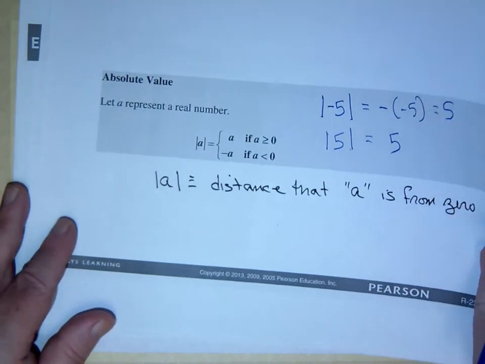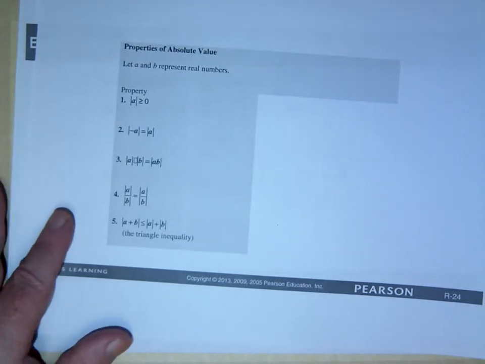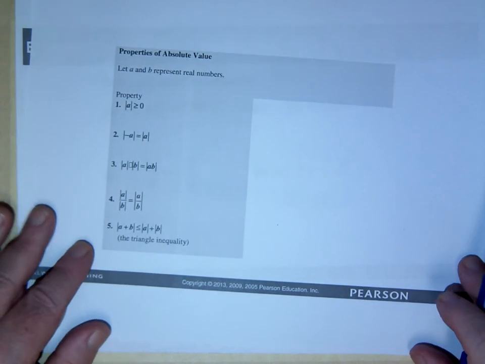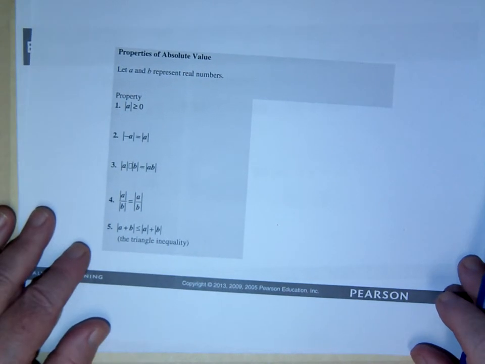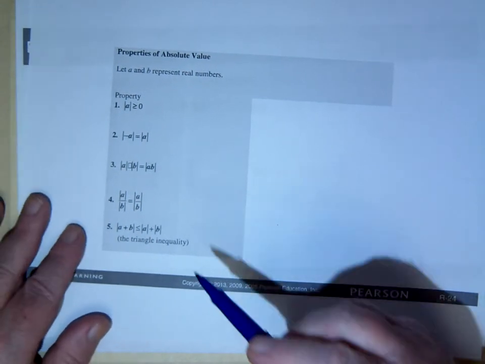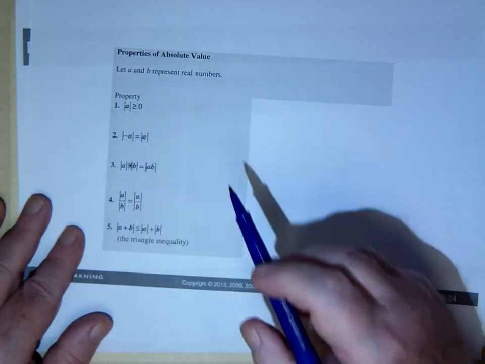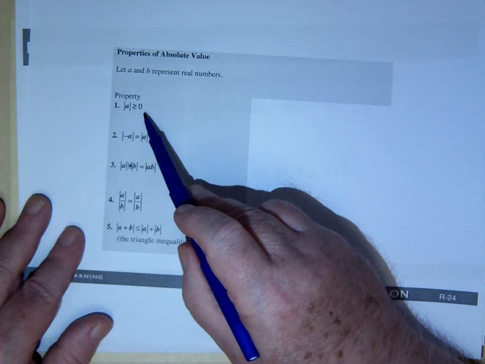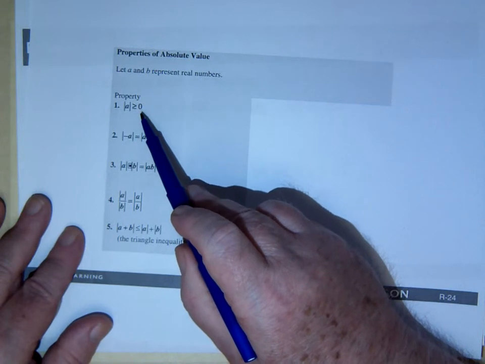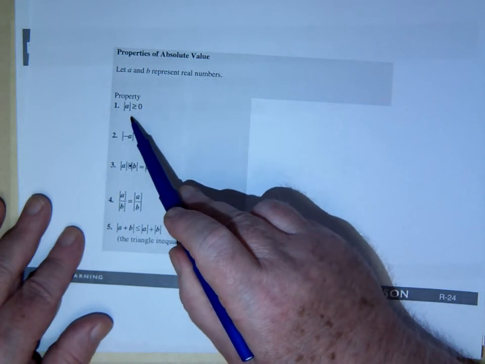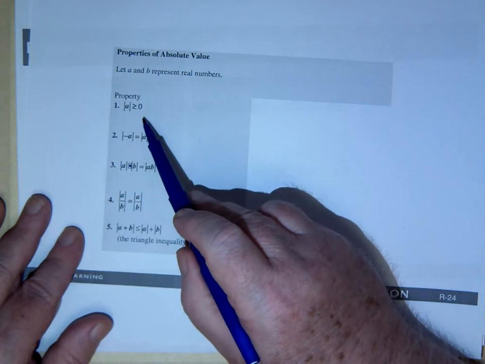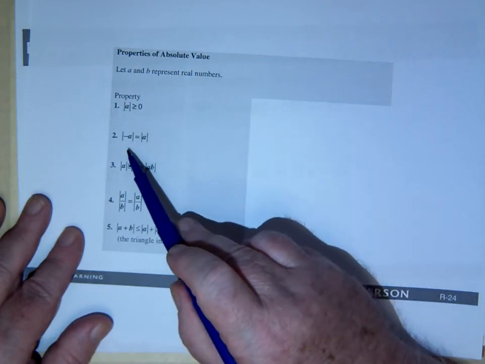Now, absolute values will work in the same ways that you would expect them to. The absolute value is going to be bigger than or equal to 0 always. It can be 0, but it always measures the distance. How far are you from something on the number line? The absolute value of minus a is going to be a.